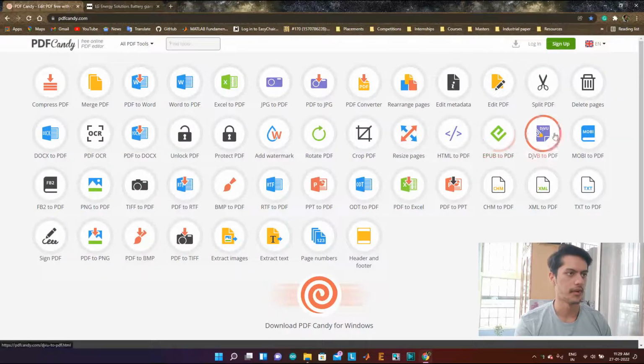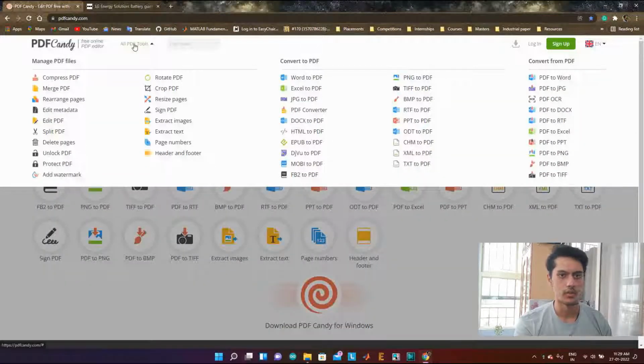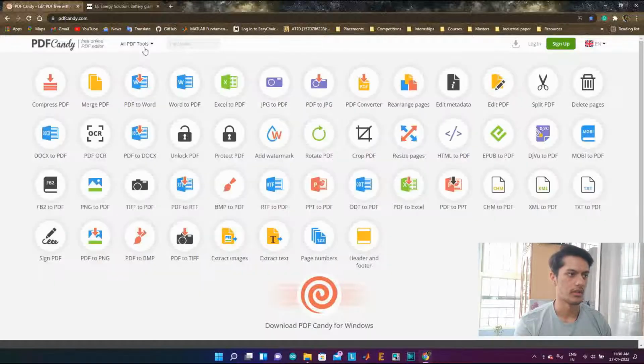So this is PDF Candy, which has all PDF tools, and you have convert to PDF tools and convert from PDF tools. You can use anything, like if you want to compress a PDF. Usually in our VIT portal, when we have to upload any report, the maximum size is 5 MB. So you can use compress PDF for that.